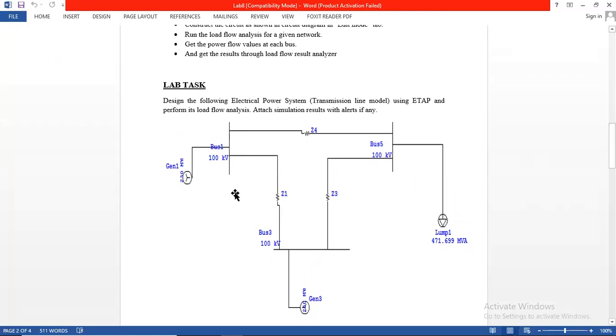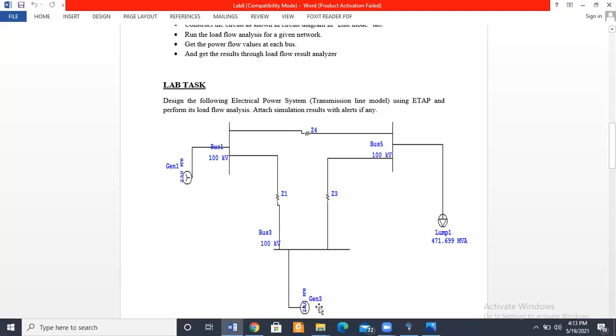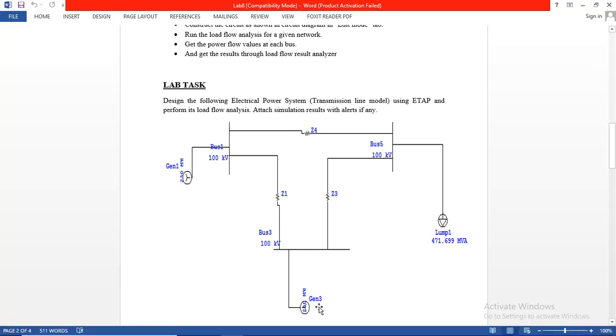IEEE 3 bus standard system, in which there are two generators, generator 1 and generator 3. Instead of that, you can set it as generator 2, having the same range, 250 megawatt, 250 megawatt. We are going to simulate this model on ETAP, the Electrical Transient Analysis Program software.